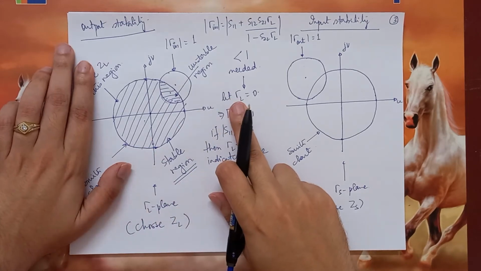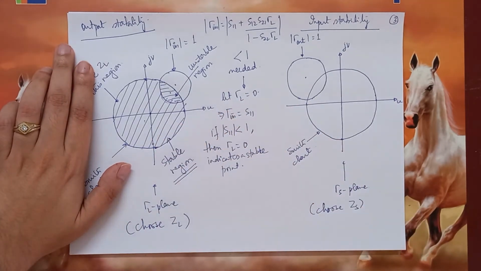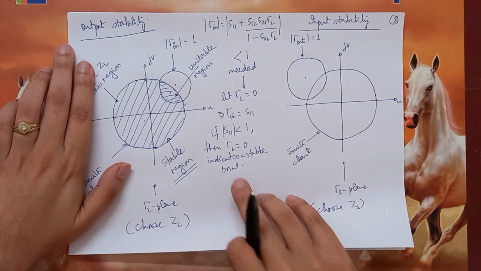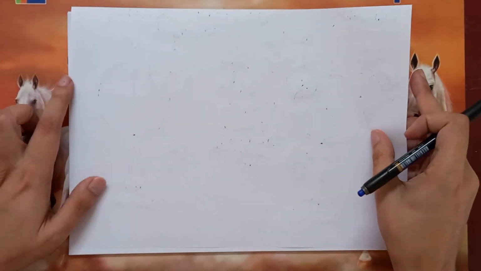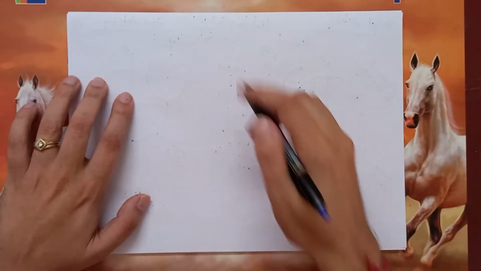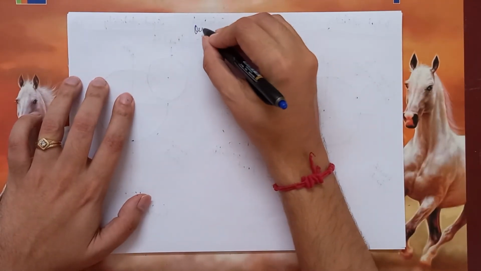What if we look at the other way around? That is, if the output stability circle looks like this.